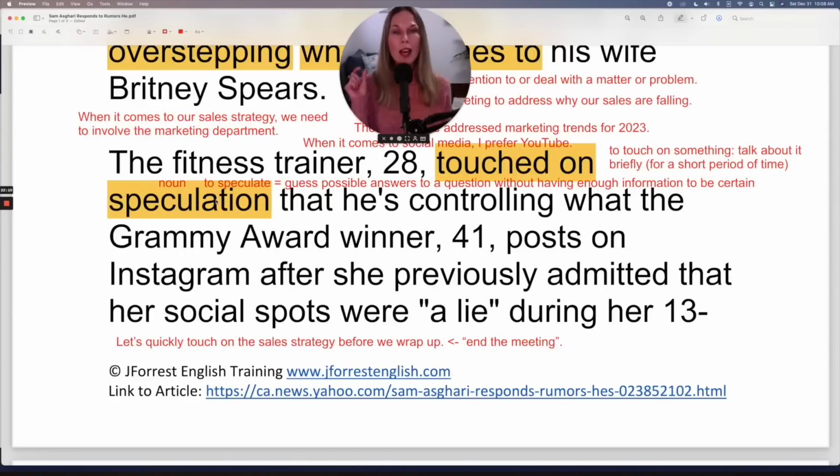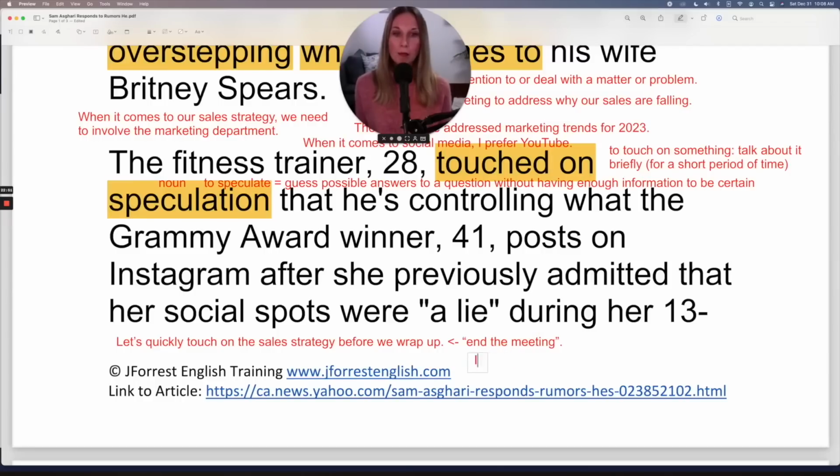So here, using it as a noun is talking about speculation. It's his guess. It's his guess about what happened. So the fitness trainer touched on speculation that he's controlling. So notice the speculation is about him. Other people are guessing that he's controlling, but they don't actually know. So it's saying that they don't have evidence that her husband, Sam Asghari, is controlling her. They're just speculating. So that's how we use it.